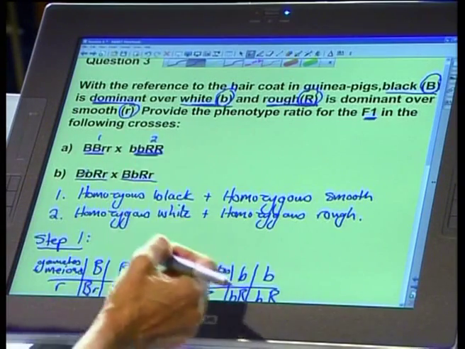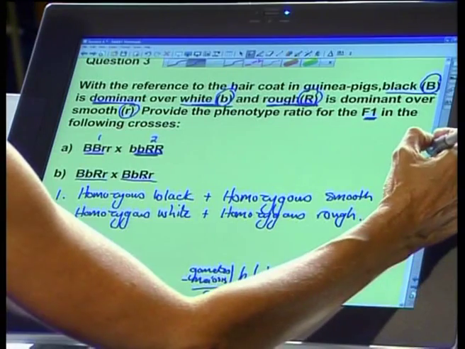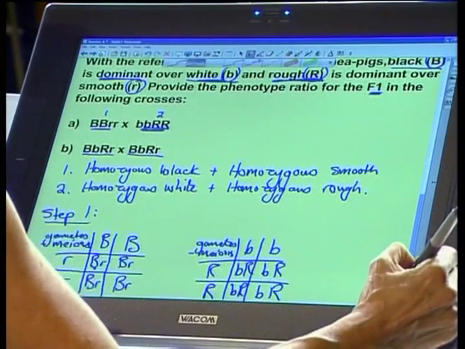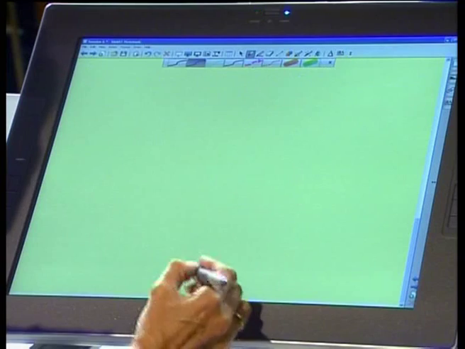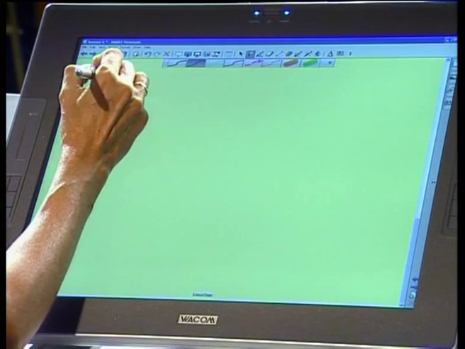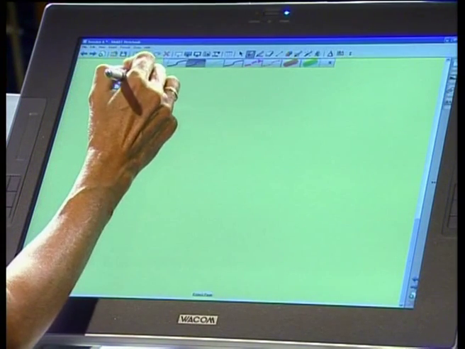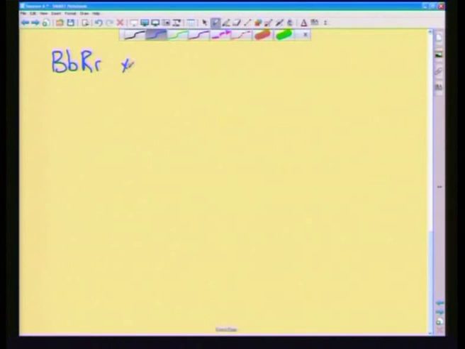So we now go all the way to a new page, or let's just do it on here. We're going to have our combination, capital B, capital R, small r, times capital B, capital R, small r. These are our two organisms. There is the female and the male, or the other way around, parent 1, parent 2. Step number 1, first step, step one, what are we going to do?